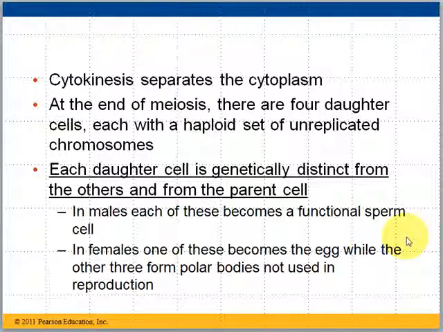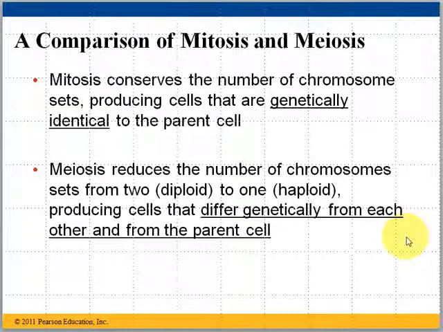So of the 4 daughter cells, in males, all 4 become active sperm cells. In females, only one of those 4 daughter cells becomes an egg. The other 3 form polar bodies, and what happens to them is dependent upon the species. So let's do a quick comparison of these 2 types of cellular reproduction, mitosis and meiosis. Mitosis conserves the number of chromosomes. We are producing genetic clones, identical copies of the parent cell. Meiosis reduces the number of chromosomes in half from diploid to haploid and produces cells that are genetically distinct from each other and genetically different from the parent cell as well.